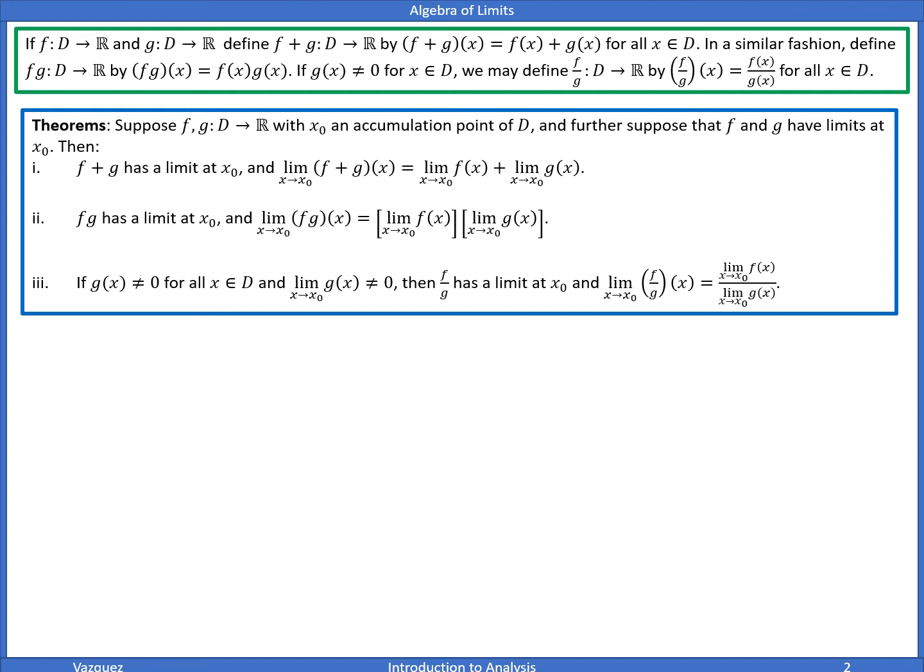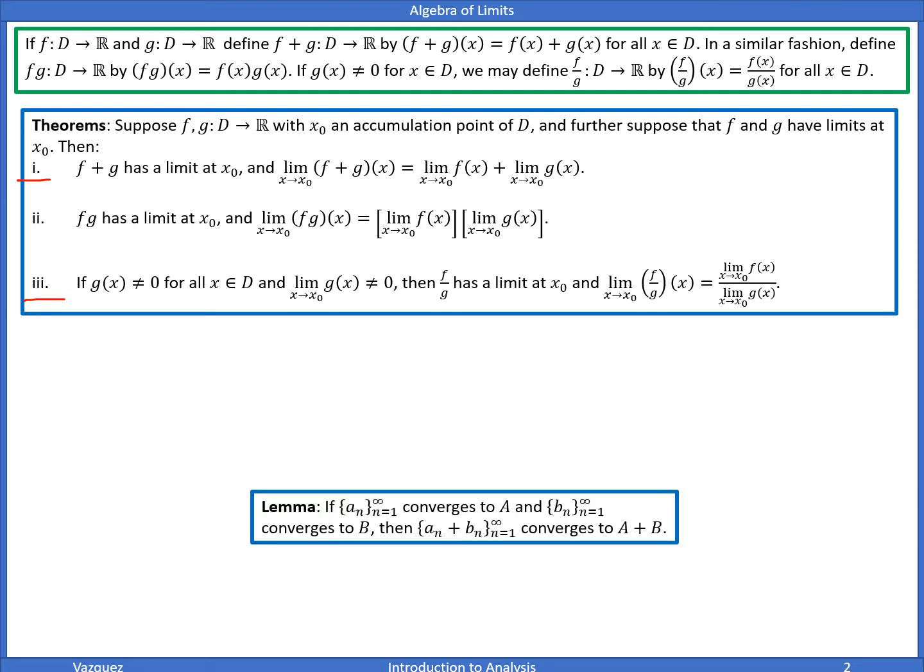Now, the proofs of the first one and the third one will be accomplished by the use of sequences, whereas we're going to prove 2 directly. And 2 might be a bit, I shouldn't say more complicated, but just different. So I guess we'll start now with the first one. And before we do, we're going to need a lemma.